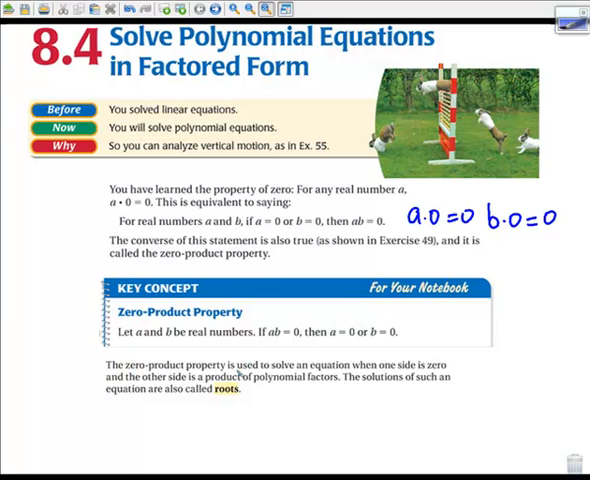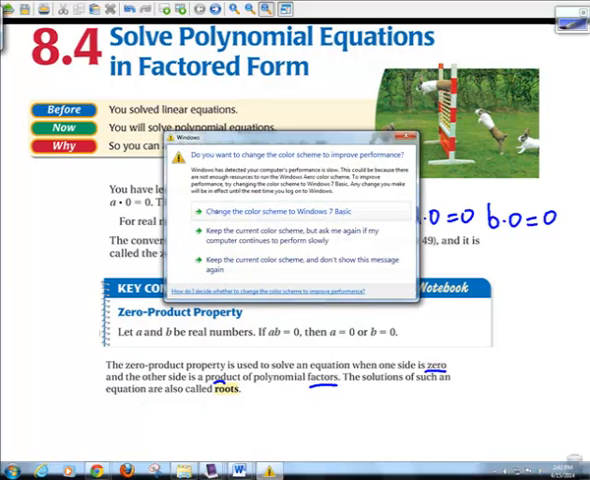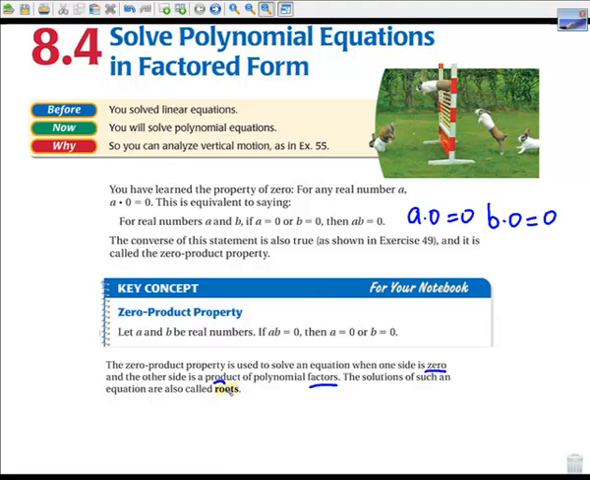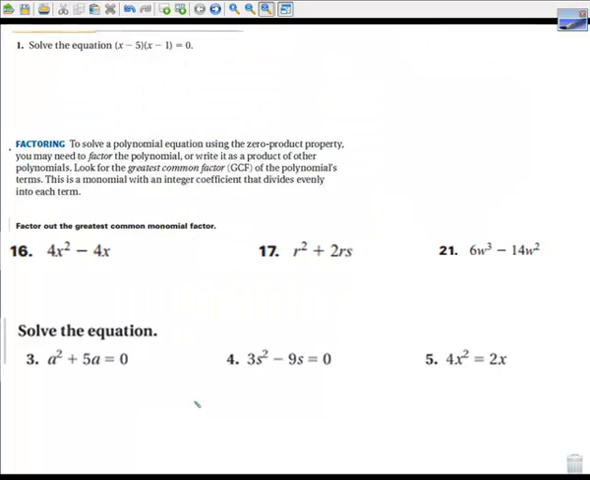The zero product property is used to solve an equation when one side is 0, so that's important, and the other side is a product of polynomial factors. So we're going to be looking at the factors. The solutions of an equation are also called the roots. So they're also called the roots.